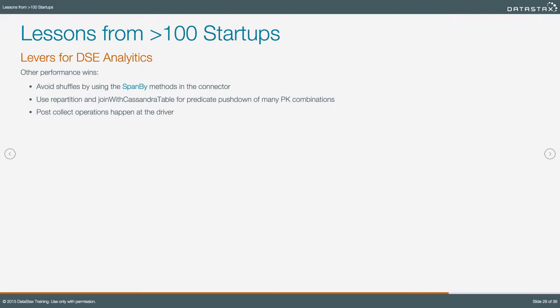If you're looking at trying to do predicate pushdown with lots and lots of primary keys and partition keys, there's a method called join with Cassandra table that will give you much better performance than pulling up the whole table and then filtering it in Spark. So that's a useful method for writing lots of Spark jobs on Cassandra.